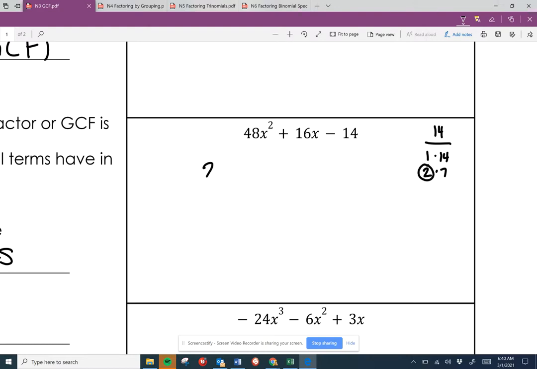Okay, so we're going to place 2 outside of our parentheses. Now we also want to look at our variables and see if there are x's in each term. You can see our first term has an x squared, which means that there is an x times x in there. Our second term has an x also, and our last term does not. If our last term also had an x, we could also divide out an x. Okay, well, it doesn't, so we're just going to use this 2. 48x squared divided by 2 is 24x squared. 16x divided by 2 is 8x.